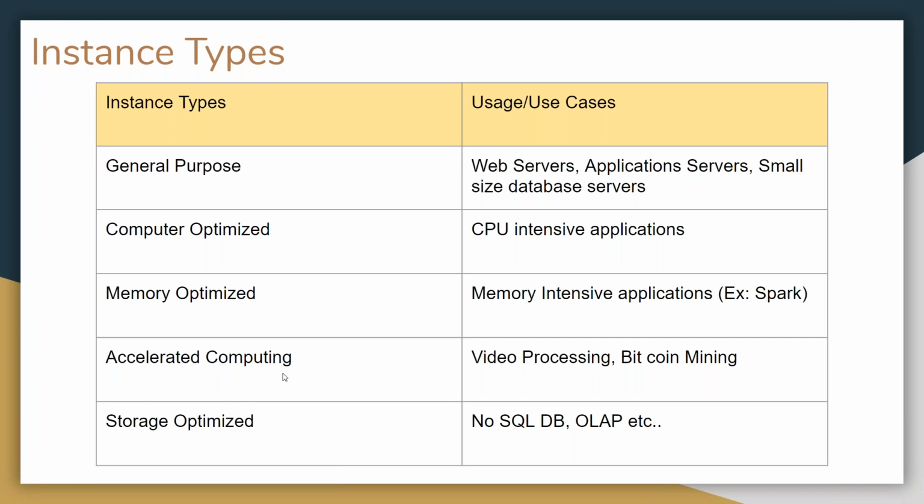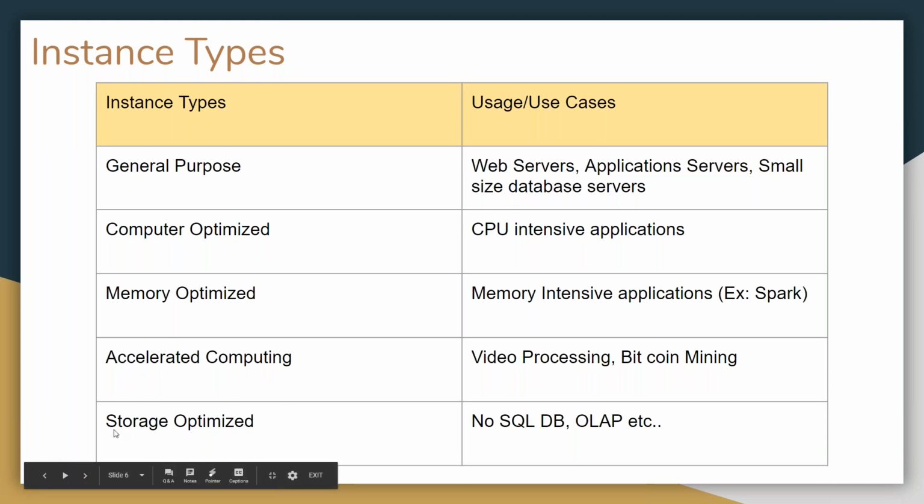Then we have accelerated computing type where you are doing video processing or Bitcoin mining, very extensive operations. Then you can go with that accelerated computing. Just imagine if you want to do any Bitcoin mining, you have to spend a lot of money to get that hardware. But here, for doing the coin mining experimentally, you can always go with an on-demand accelerated computing EC2 instance, and you can do some experiment or practice. So that is one advantage.